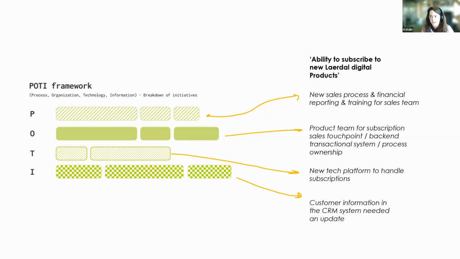And then when we looked at the technology, we realized that we had to procure a new tech platform to actually be able to handle subscriptions. So we didn't decide to build it from scratch, but then we had to initiate a procurement process for handling this technology. And lastly, in terms of information, we already had a CRM system in place, customer relationship management system, but we realized that we needed new types of customer information to handle these digital subscriptions.